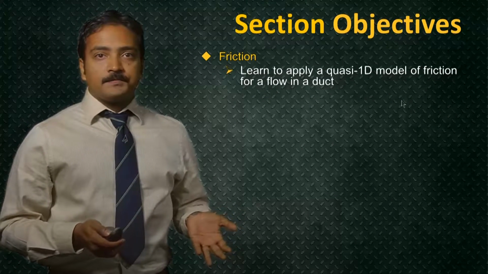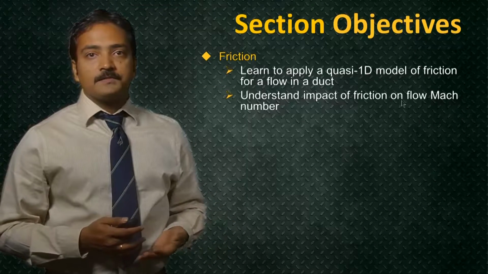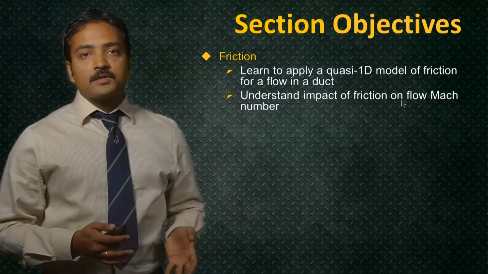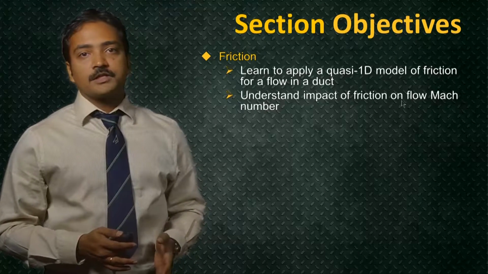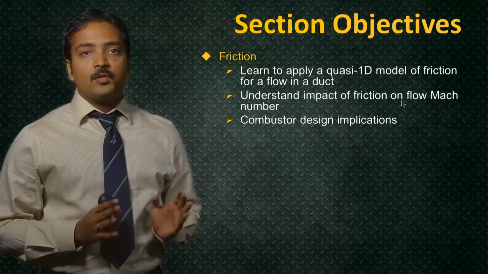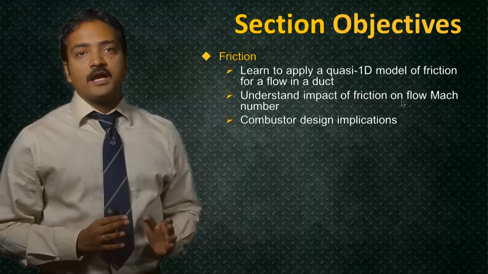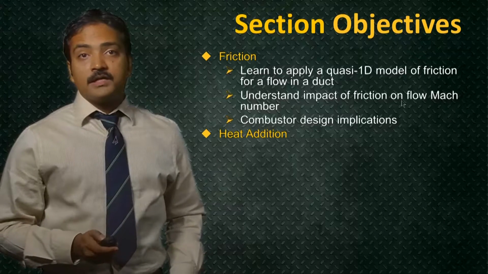In subsequent units, we'll learn how to formulate a simple quasi one-dimensional model of friction. We'll cast the governing equations in terms of the Mach number and solve it. With this, we'll be able to understand what happens to the Mach number as the flow starts to feel the influence of friction. And finally, having gained this understanding, we can analyze the design implications of having a flow with friction.